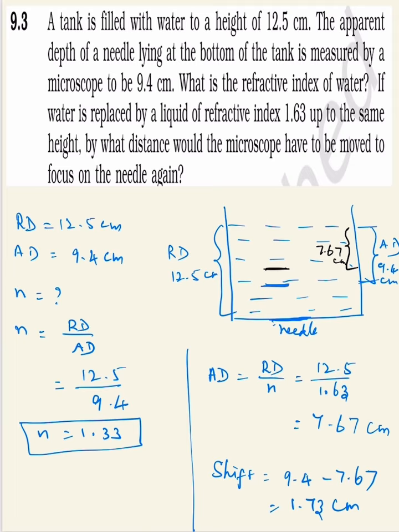So how much the microscope have to be shifted? That's the question. So initially it was at 9.4, now it is at 7.67. So it has to be shifted by 1.73 centimeters towards the top. So somewhere here the microscope have to be placed. So this is the answer, 1.73 centimeter. Thank you.